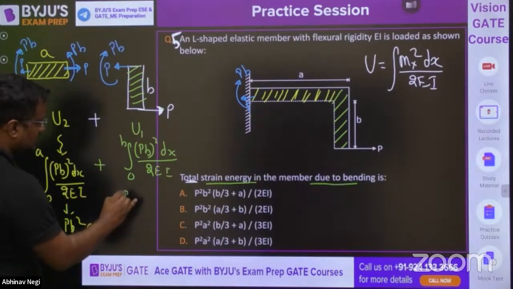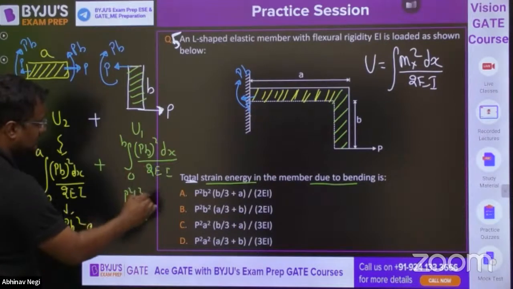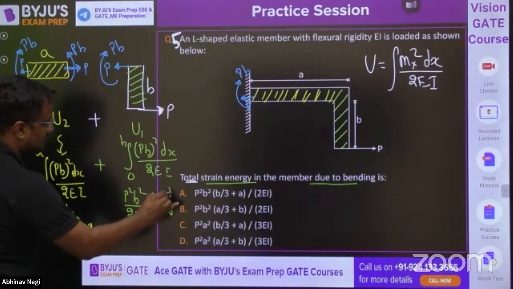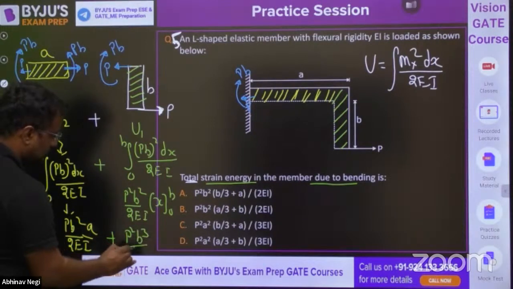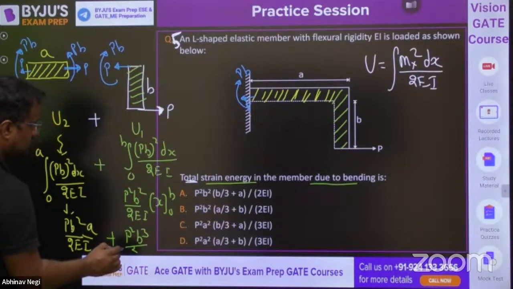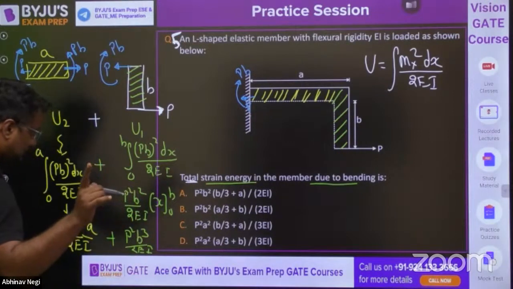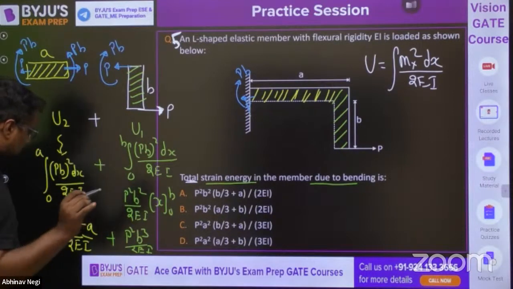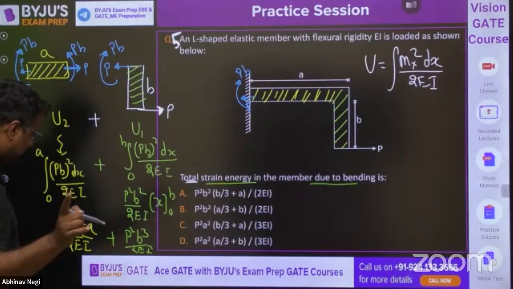So p square b square upon 2EI dx, integration will be x, limit from 0 to b. So plus p square b cube upon 2EI. Please check, are you getting the same value? So we take p square, this also should be p square, no? P square b square upon 2EI if you take common.